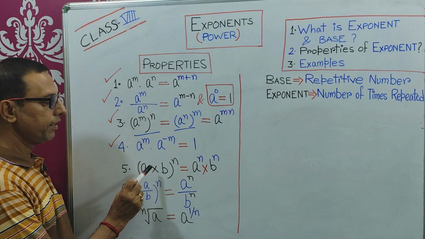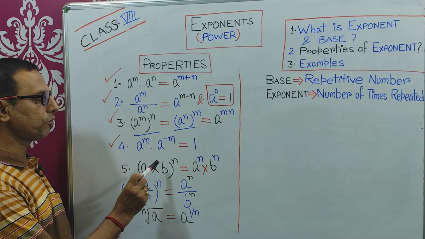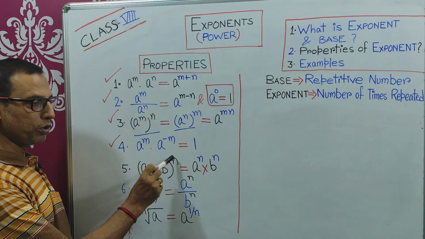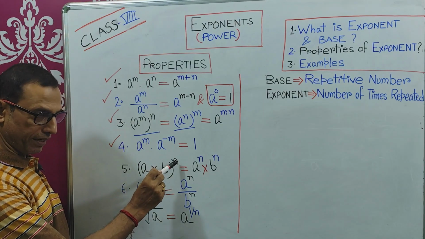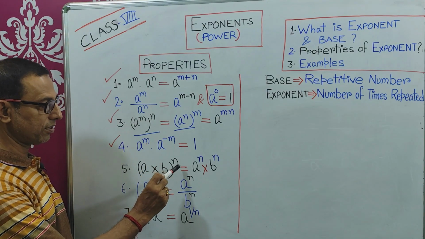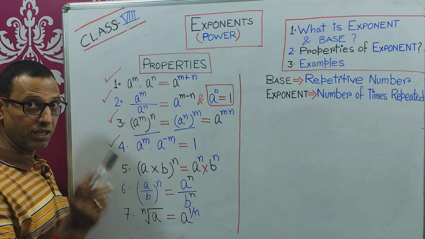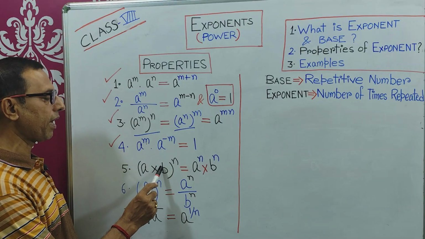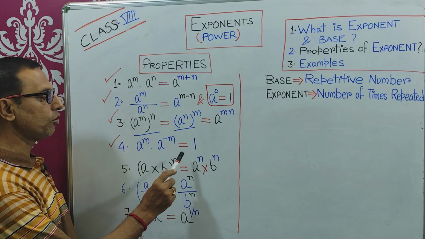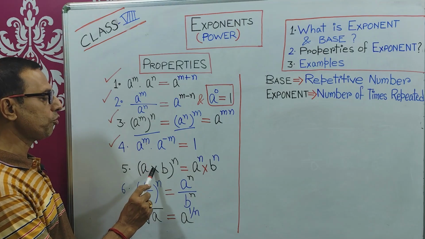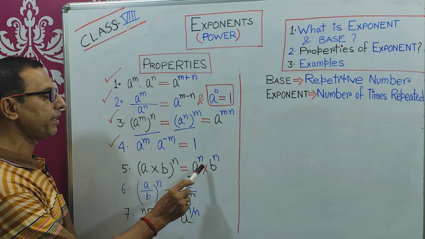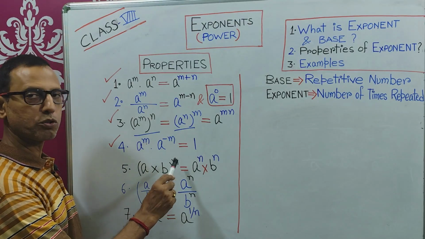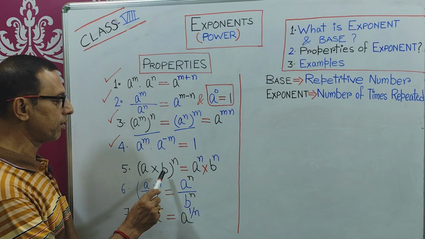Now the fifth property, if you are multiplying two numbers with whole to the power n, a into b whole to the power n, then it has the distributive property. In rational numbers you have seen the distributive property. So if you are multiplying two numbers and there is a power, that will be in distributing mode. So a into b whole to the power n means a to the power n into b to the power n. Okay, I believe you have also seen this in the properties of rational numbers.